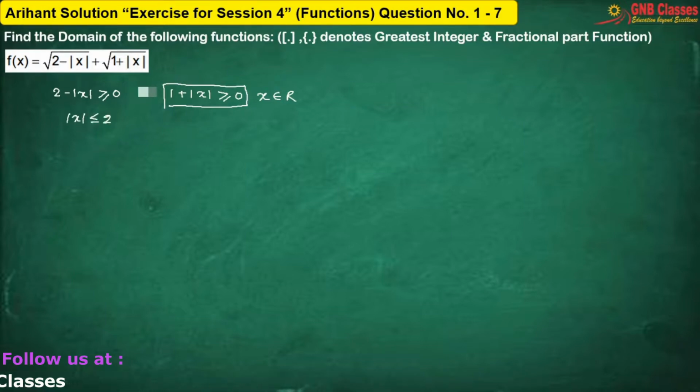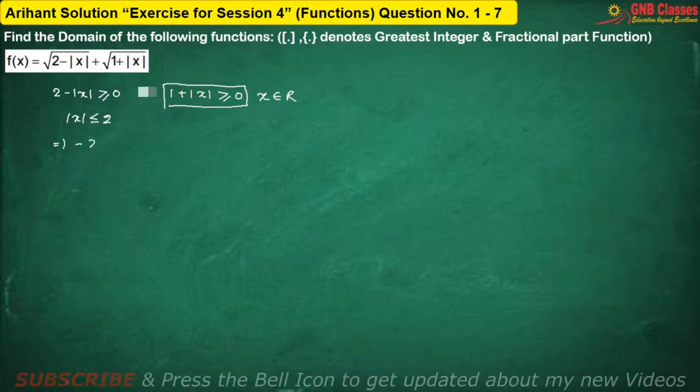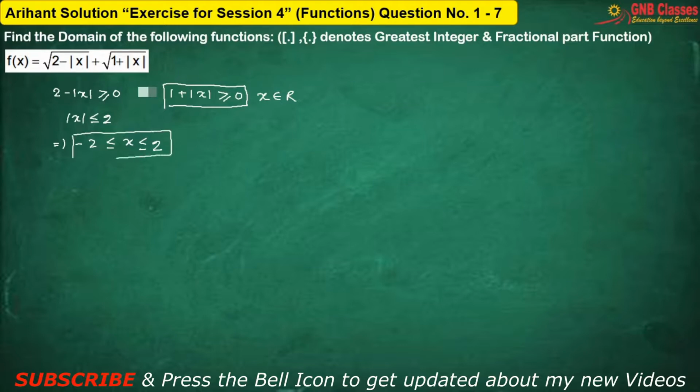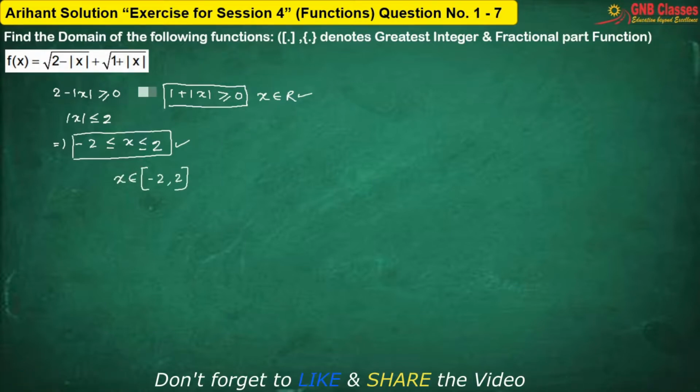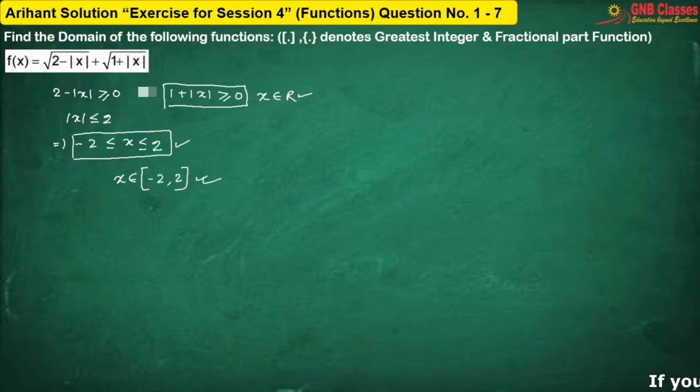Mod x is less than or equal to 2 implies x lies between minus 2 and 2. Is it clear? Therefore, the required domain is the common region between this and this, which is obviously x belongs to minus 2 to 2, and this is the required domain for this given function. Is it clear? Move to the next problem.